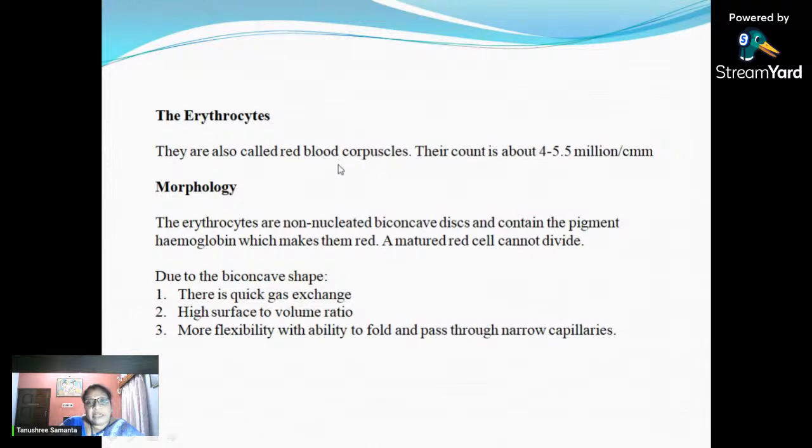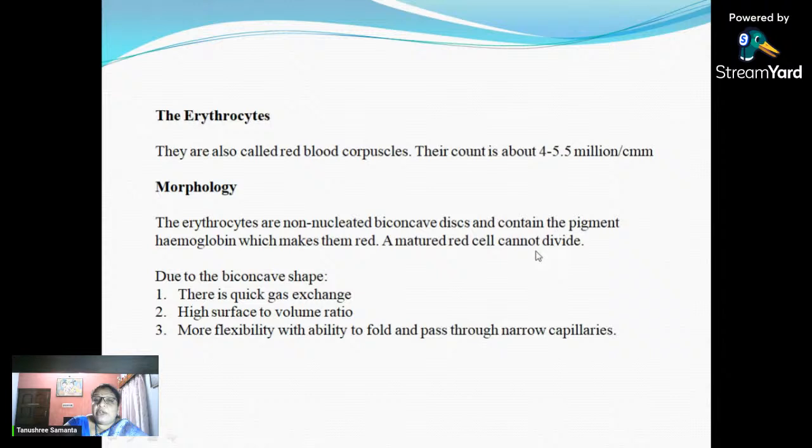RBCs, the full form being red blood corpuscles. Its amount is about 4 to 5.5 million per cubic millimeter. Its morphology is non-nucleated. They are biconcave. This biconcave shape of erythrocytes helps it in quick gaseous exchange. This gives a high surface to volume ratio and provides it flexibility and hence an ability to fold and pass through the narrow capillaries. But here, because it is non-nucleated, a mature red cell can never divide.